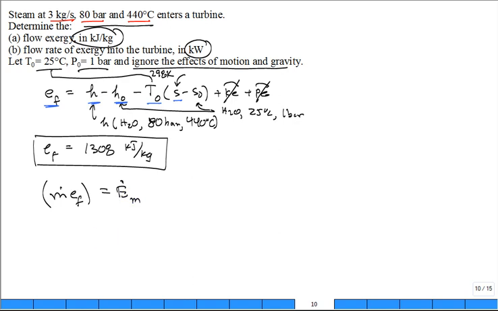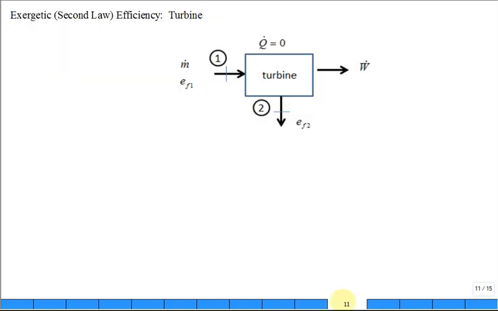The book uses E dot Q and E dot W for the flow rate of exergy with heat transfer and the flow rate of exergy with work. But a different author may use E dot M for the flow rate of exergy with the mass. Or you just leave it like this, M dot E sub F. You make that multiplication, you find it's 3924 kilowatts.